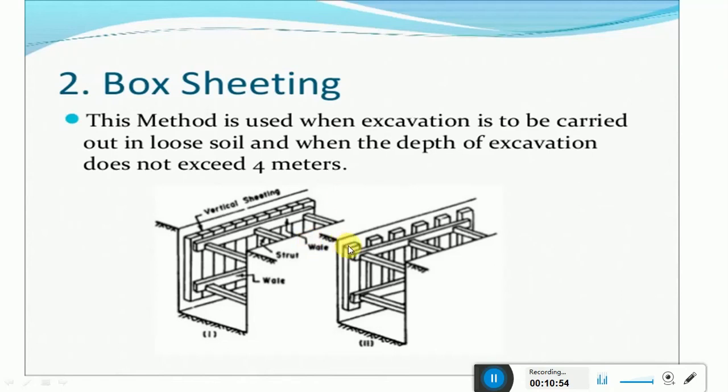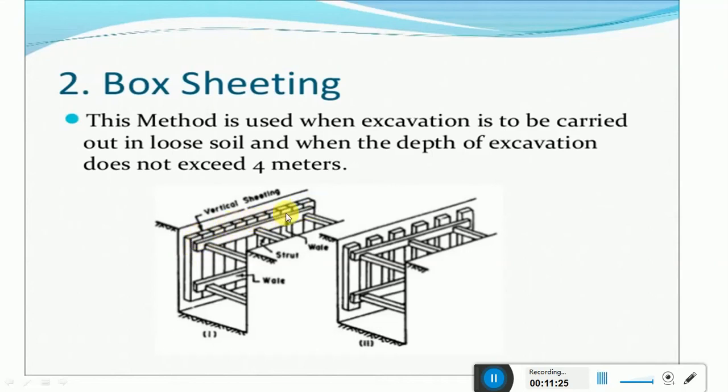This is called box sheeting. A box kind of structure is placed, and this vertical sheeting material is made. This method is adopted whenever we have to do an excavation of more than 4 meters. Obviously, if you go deeper, there is always a risk of soil falling from both the excavated regions. Under such circumstances we will provide the sheeting like this.